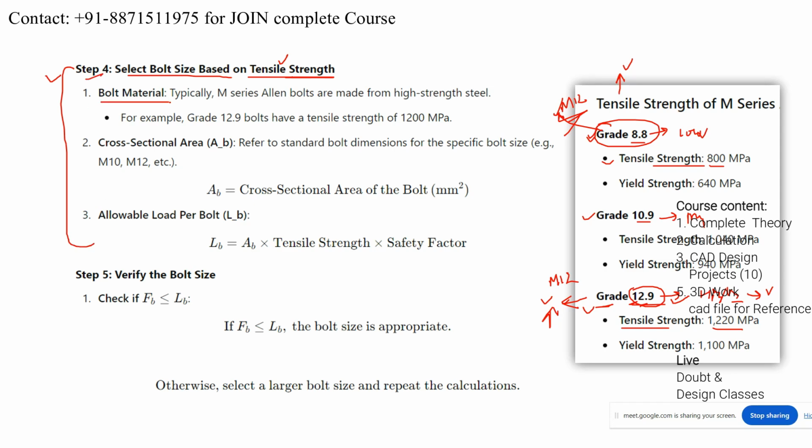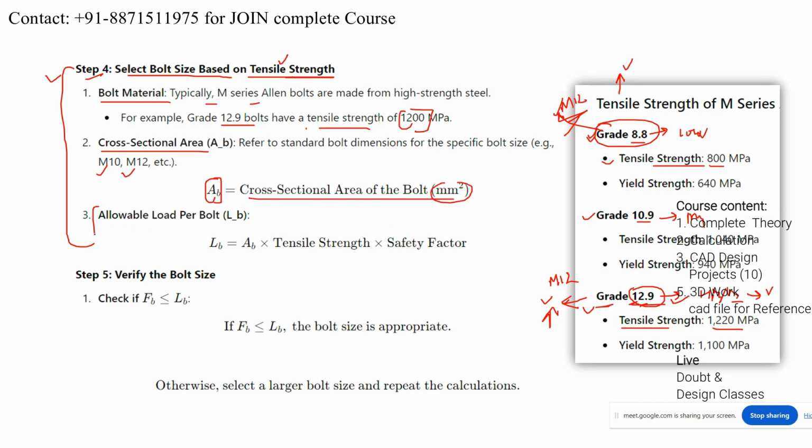Okay, so now you can see that this is step 4. Bolt material: typically M series Allen bolts are made of high strength steel, right? For example, 12.9 bolts have a tensile strength of about 1200 megapascal. If I take the cross section area of that M12 bolt, or any type of bolt, for example M12 or M10, the cross section area will be in mm square.